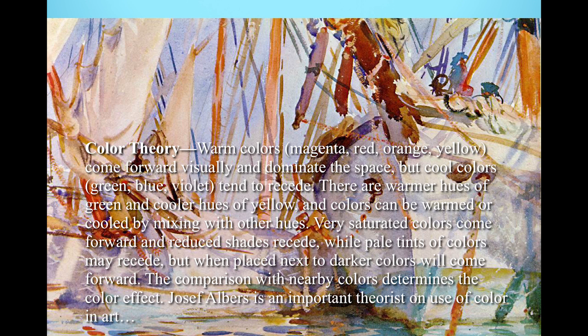Also, the saturation will make a difference. There are warmer hues of green and cooler hues of yellow, and colors can be warmed or cooled by mixing with the other hues. Very saturated colors will come forward, and reduced shades recede, while pale tints of colors may recede, but when placed next to darker colors will come forward. So the comparison with nearby colors determines the color effect. Josef Albers was an important theorist on the use of color in art.